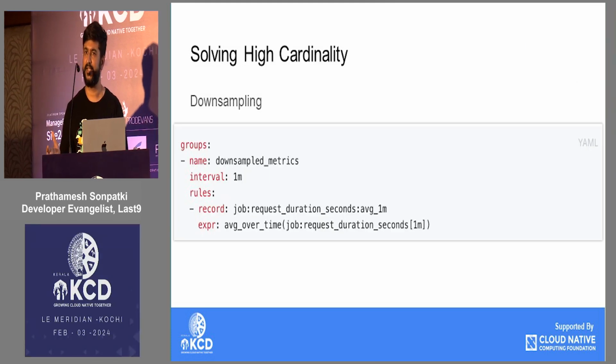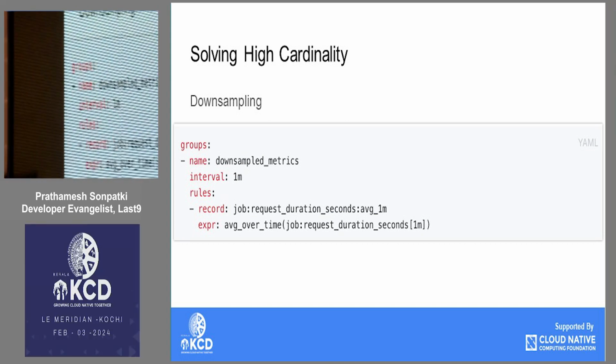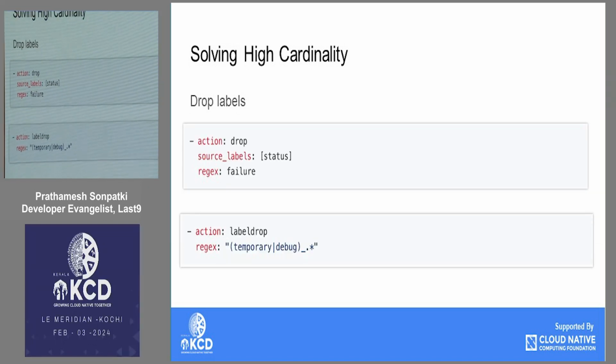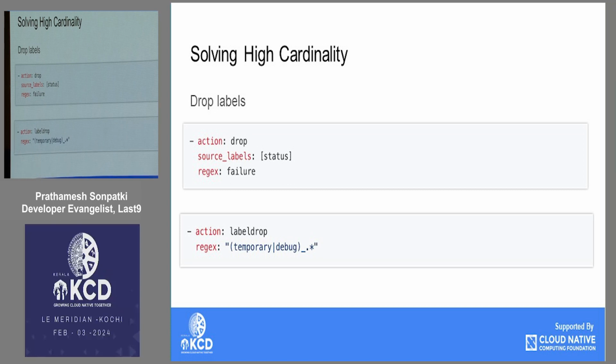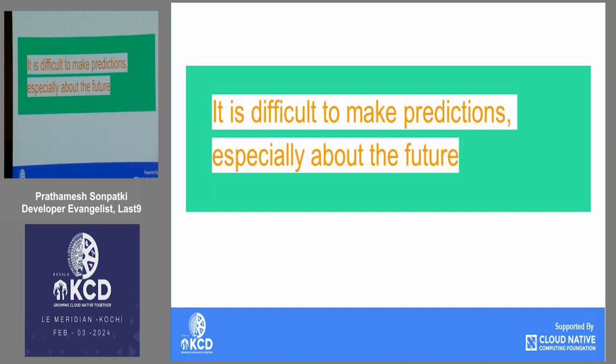Solving for high cardinality is possible. There are ways to solve that. You can do things like downsampling, which Thanos allows you to do. You can drop labels as well. You can have relabel configuration, drop certain labels, and create smaller subsets of your time series data.